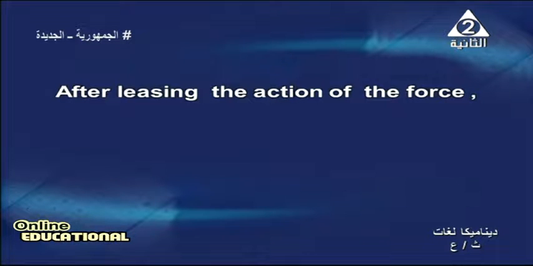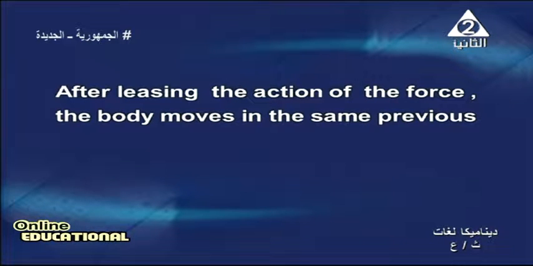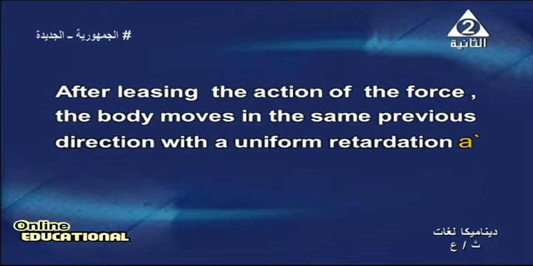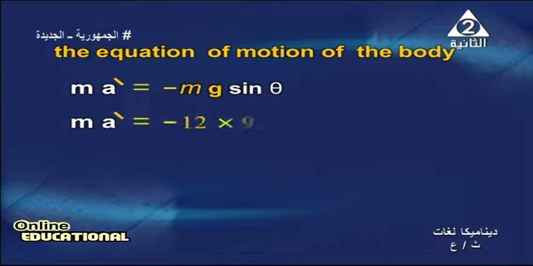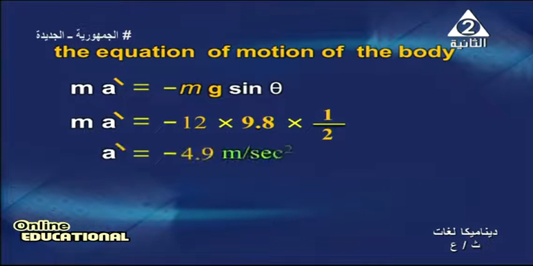After leaving the action of the force, the body moves in the same previous direction with a uniform retardation a dash. What is the equation of the motion in this case? m a dash equals negative mg sine theta. Then m a dash equals negative 12 times 9.8 times half. a dash equals negative 4.9 meters per second squared.